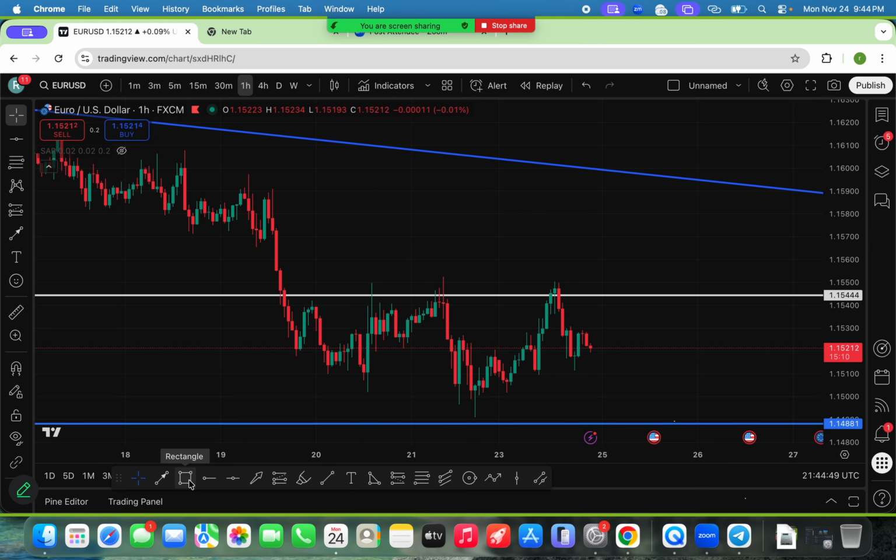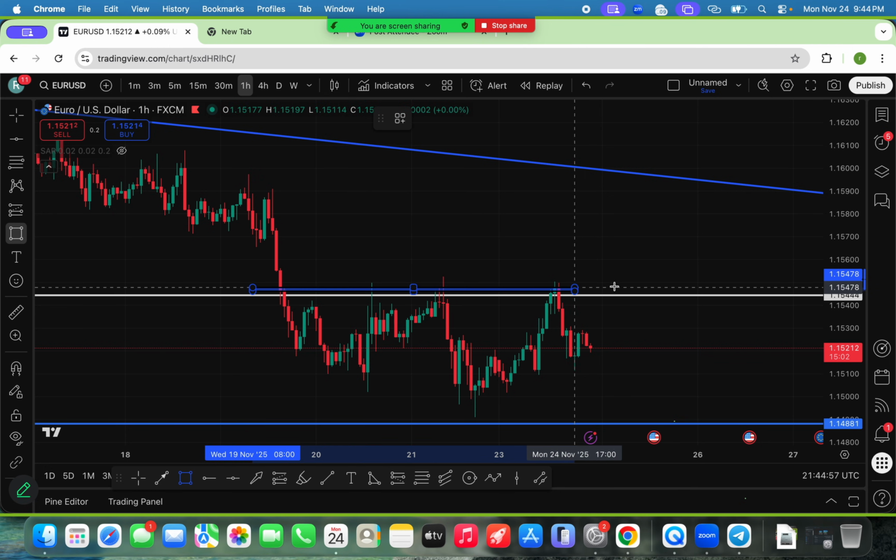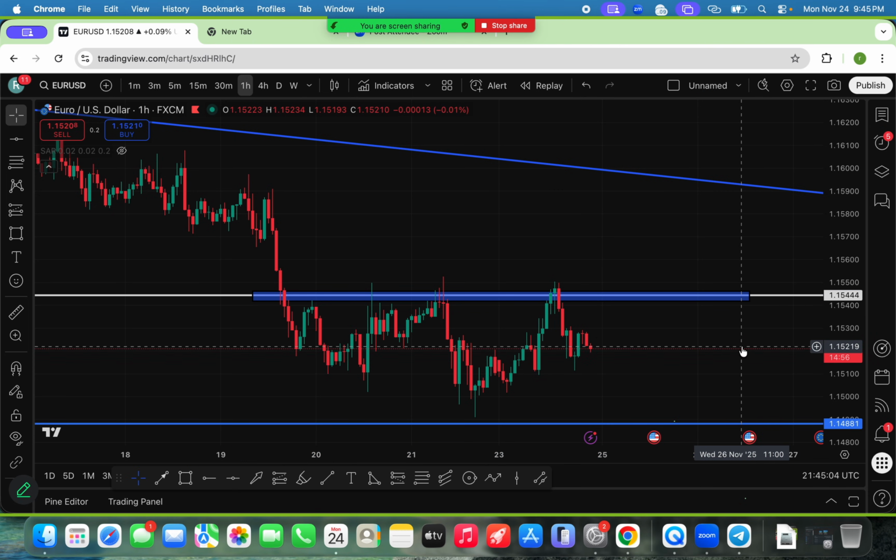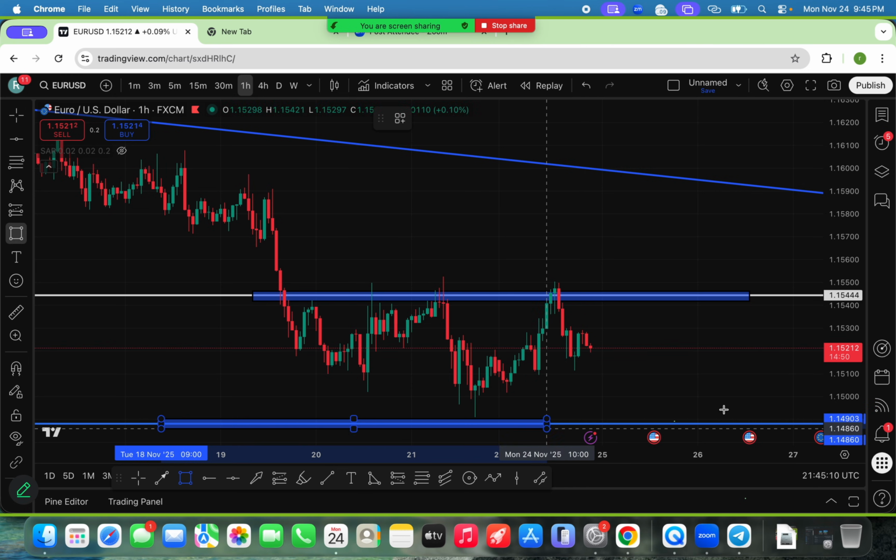When you draw your support and resistance, you use the rectangle tool. You can see here the rectangle tool. You just place your rectangle tool on your turning point. You understand? Your support and resistance will automatically be on the turning point. So those of you who are finding it very difficult to find support and resistance, this is the antidote for you. You just place it on the turning point.